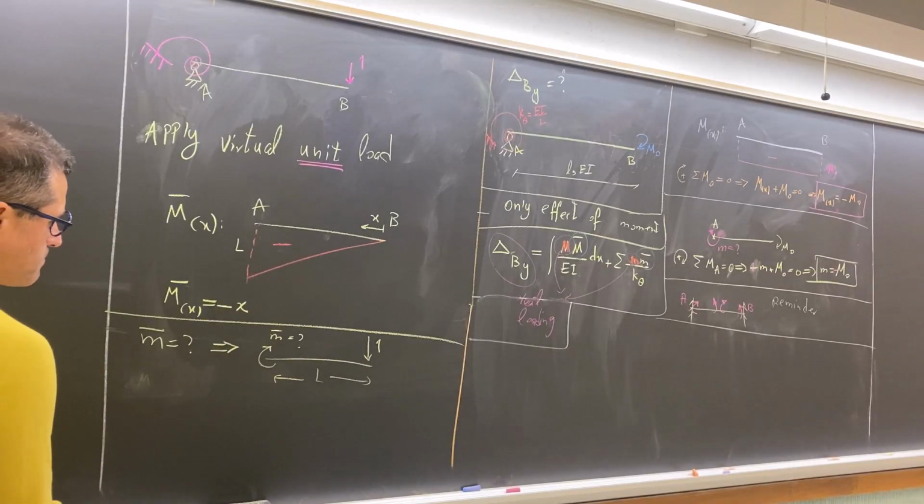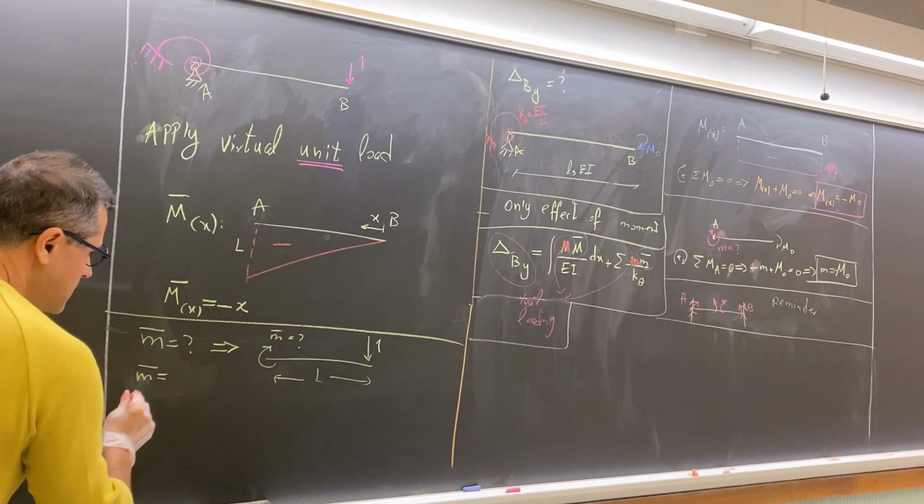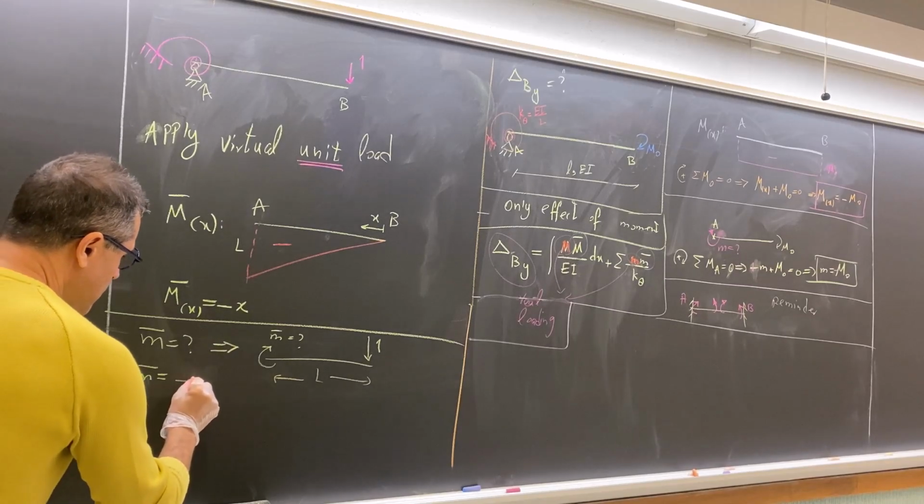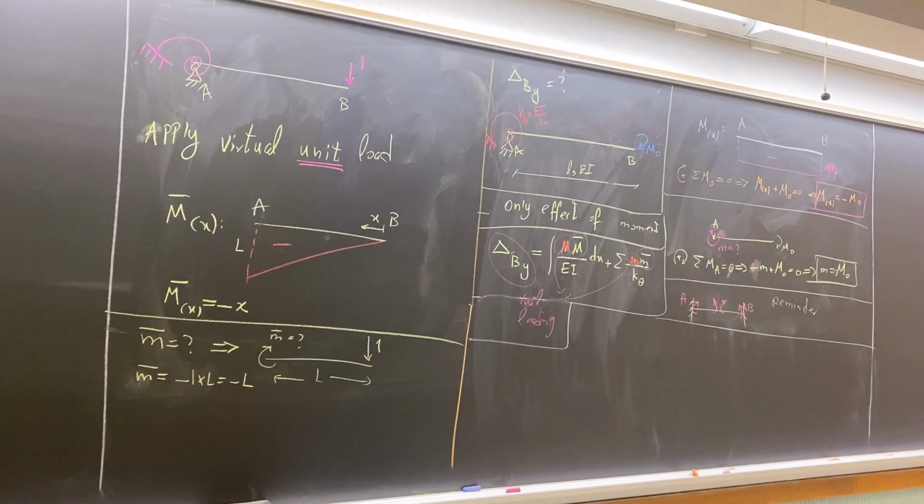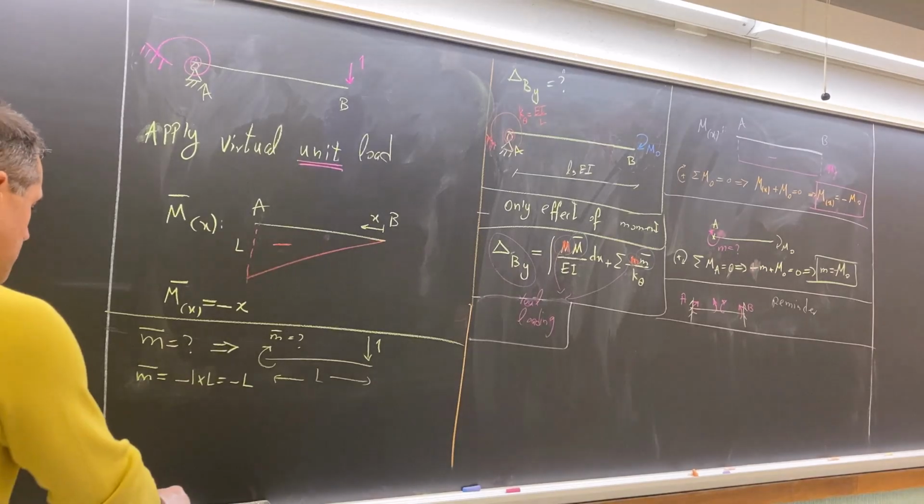So M is minus 1 times L, which is minus L. That's it. Do you agree, Clement? So, any question? You can see it is not difficult, but you have to be focused. If something goes wrong, then the whole solution gets jumbled up. That's it.